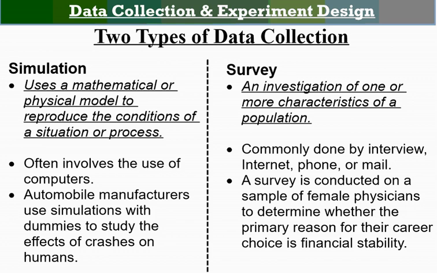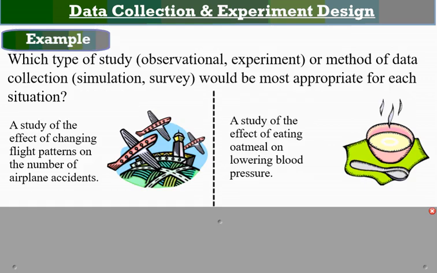So a survey is an investigation of one or more characteristics of a population. They are commonly done by interview, internet, phone, or mail. An example would be a survey is conducted on a sample of female physicians to determine whether the primary reason for their career choice is financial stability. So that's two types of data collection.